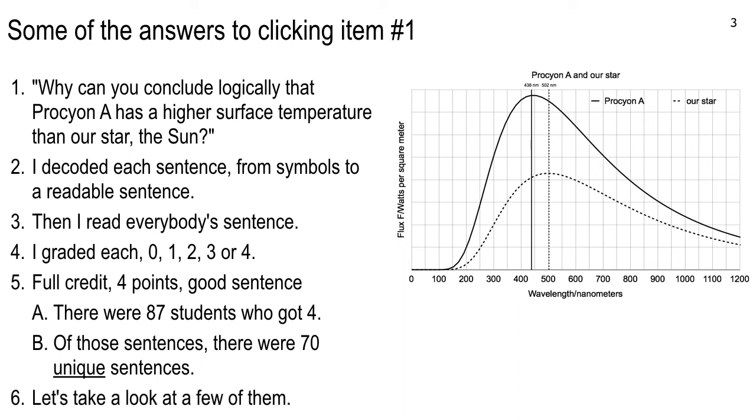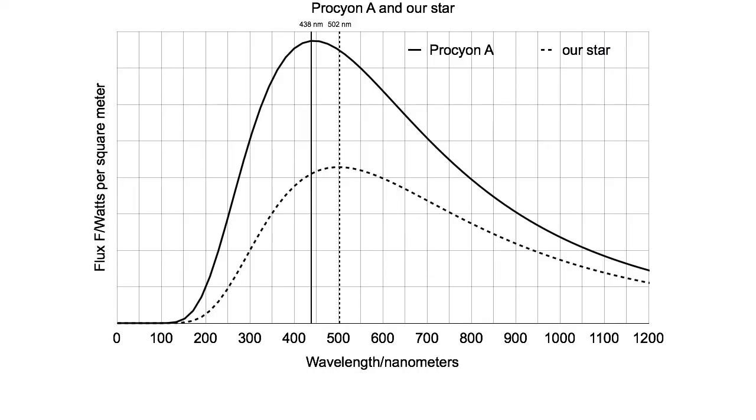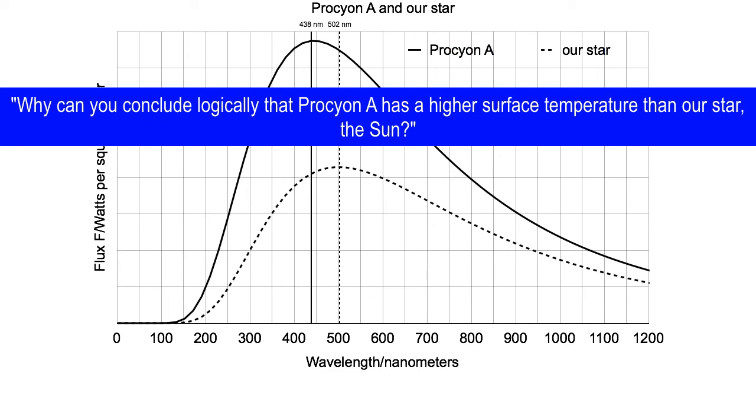So let's take a look at a few of these sentences. You might want to jot down some codes here. Here's the baseline diagram that I was thinking everybody would look for. And here's the question: why can you conclude logically that Procyon A has a higher surface temperature than our star, the sun? Now, here's a code. You might want to jot it down.